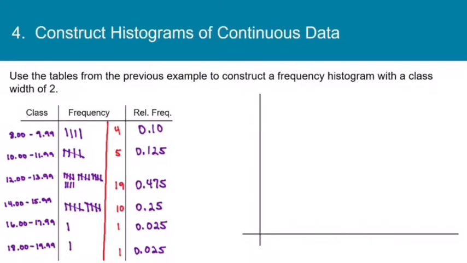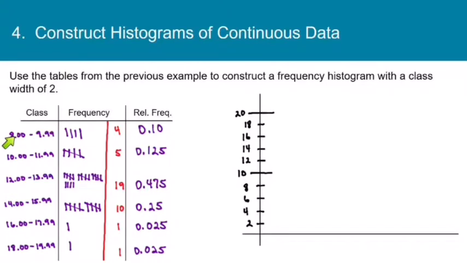Now let's construct a frequency histogram for our frequency distribution that had a class width of 2. And I've copied that one for us here. And just like before, the first thing we need to do is label our axes. I'll start with the vertical axis, and I see that the vertical axis needs to go up to at least 19. I think for convenience I'll count by 2s and let it go up to 20. And now let's go ahead and label our horizontal axis.